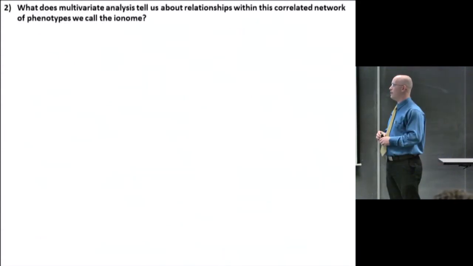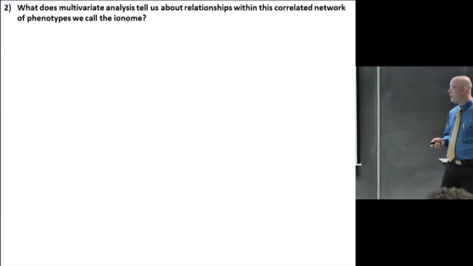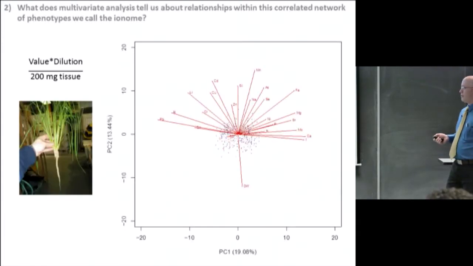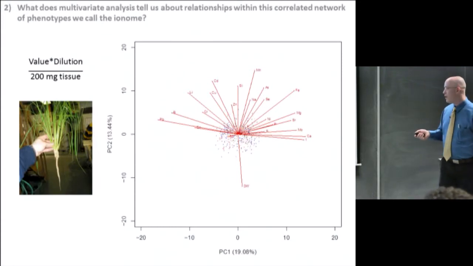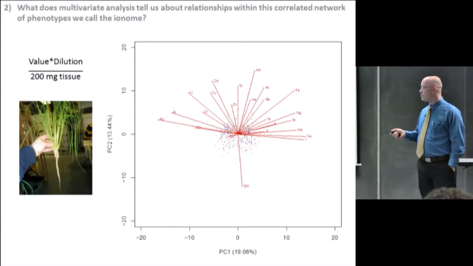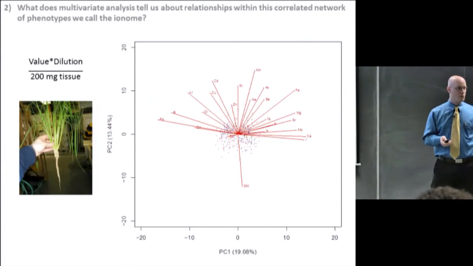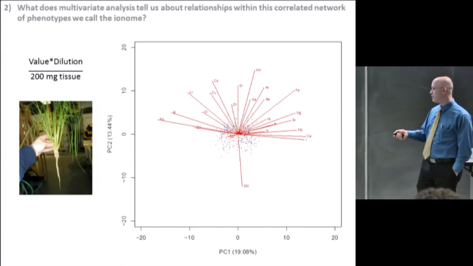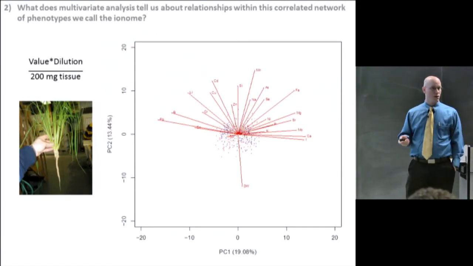So what does multivariate analysis tell us about relationships in this correlated network? So this is a PCA biplot of the shoot ionome in our analysis. And what it is meant to do is illustrate relationships between phenotypic covariates in this network. And what we can see from this plot is simply that there are relationships. Those relationships differ between the different phenotypes. And interestingly, this one down here is dry weight biomass of the shoot, right?